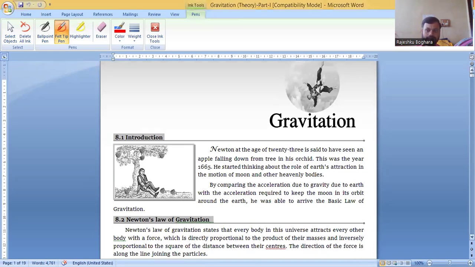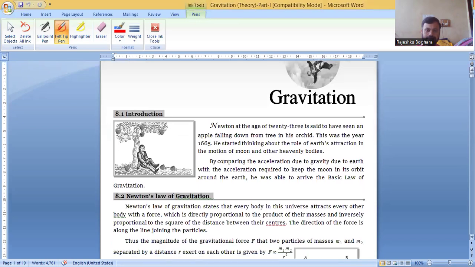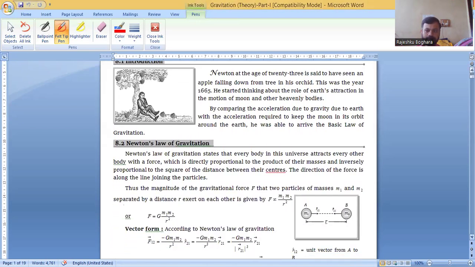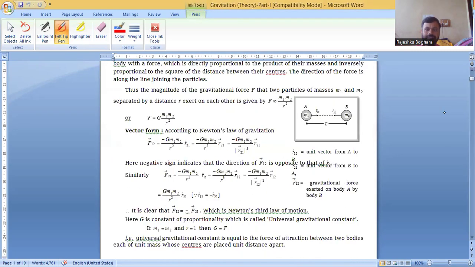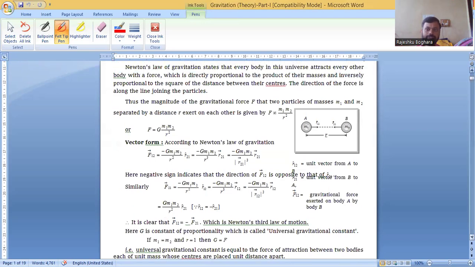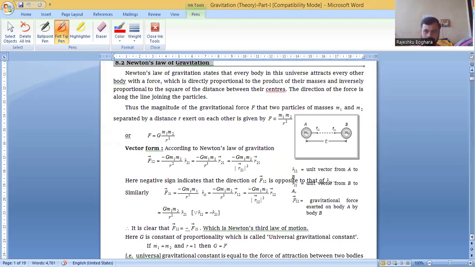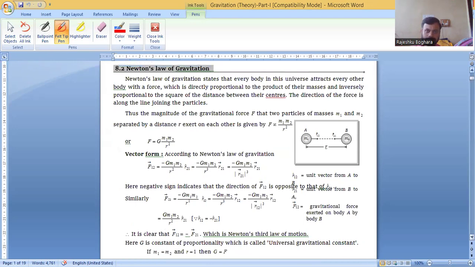Now, new chapter, gravitation. So first we take Newton's law of gravitation, the universal law. Newton's law of gravitation states that every body in this universe attracts each other.